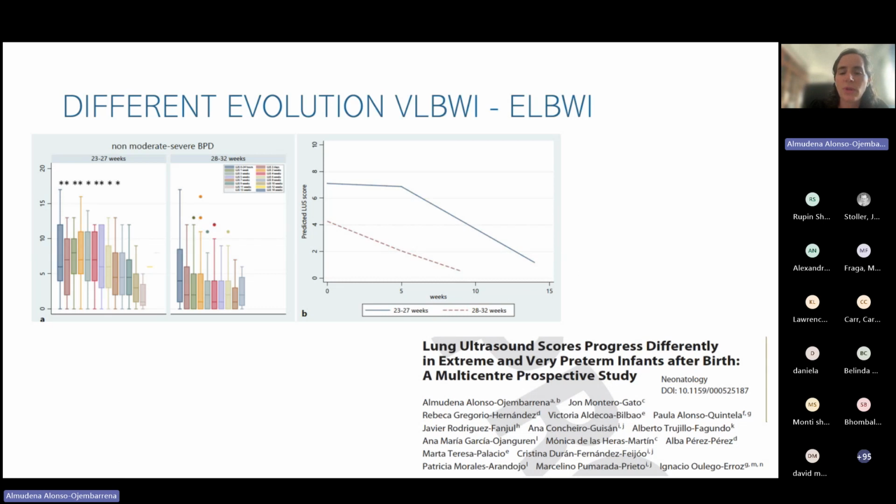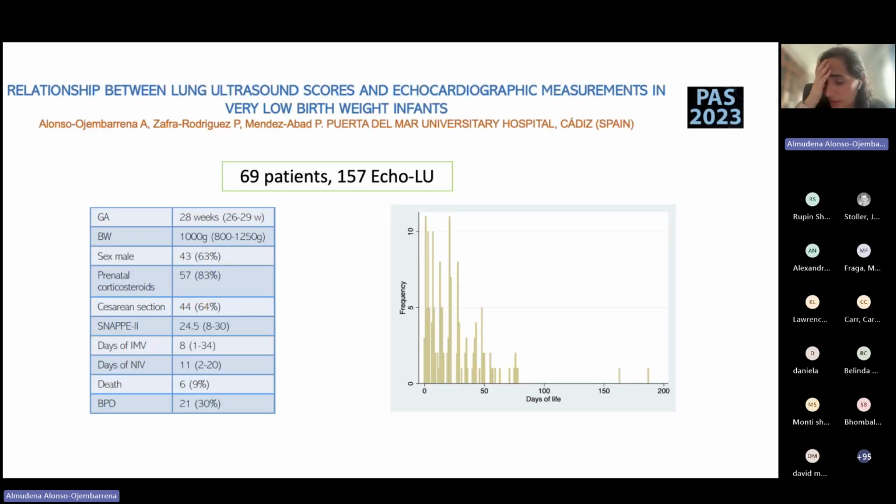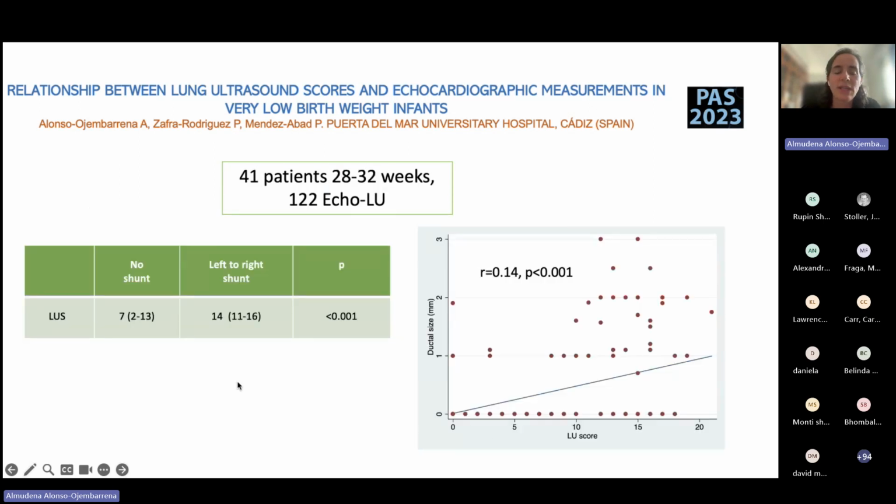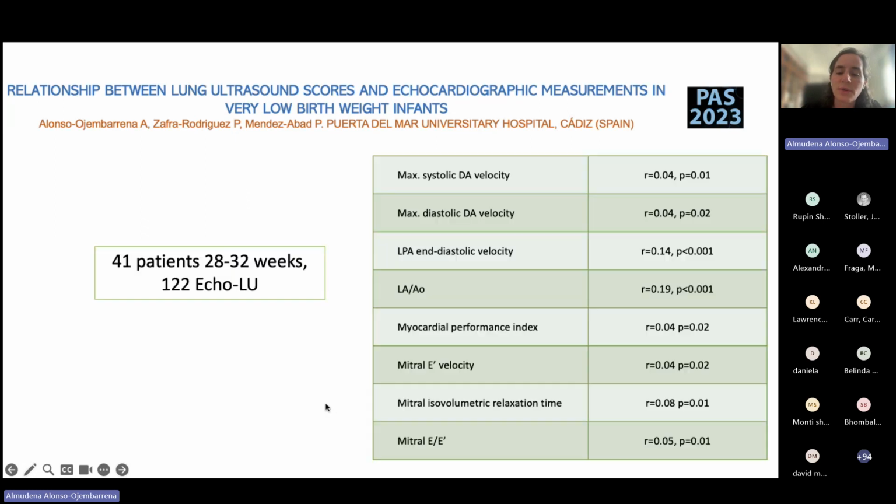So to be able to cope with all these difficulties, we performed this study that was presented at PAS last year and included data of 69 patients who had a paired echocardiography and lung ultrasound in our NICU in the first 2 months of life. And we found that infants born between 28 to 32 weeks do have significant differences in lung ultrasound score depending on the direction of the shunt, for example, or the ductal size, which is related to the value of lung ultrasound score. There were also significant relationships between different measurements related to PDA or lung overflow or left ventricular function.